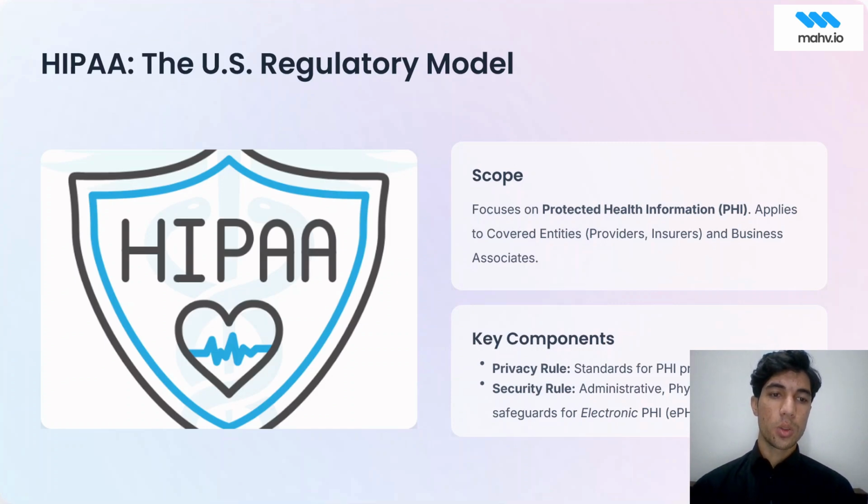And then the security rule. The privacy rule tells us what to protect, and the security rule tells us how to protect that PHI, personal health information. So it is administrative, physical, and technical safeguards for electronic protected health information. So the security rule includes all the methods, all the steps that should be taken to protect the data.